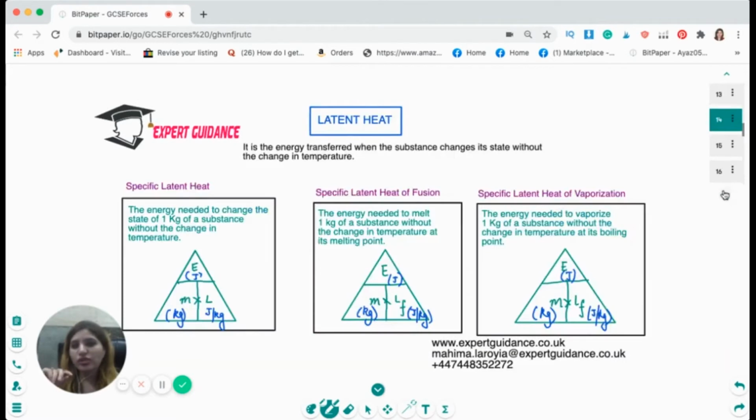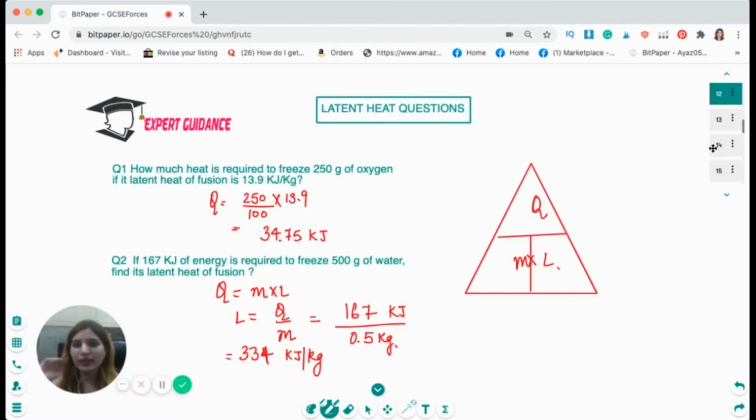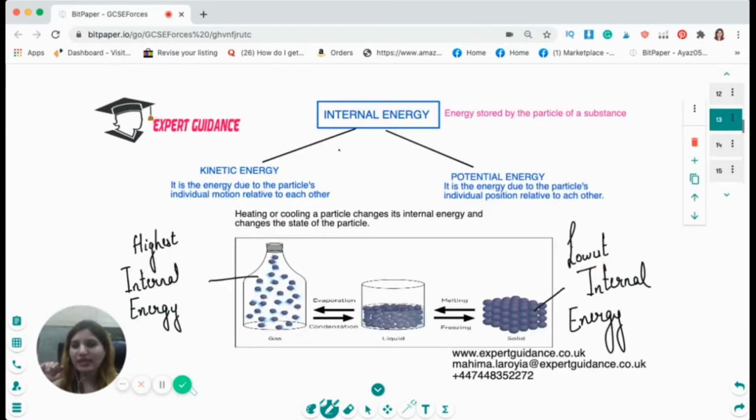So you should first know what latent heat is. So we'll come to that. First, let's see what internal energy is. Now, internal energy is defined as the energy stored by the particles of a substance. So for any substance, the energy that is stored in the particles of the substance is internal energy.